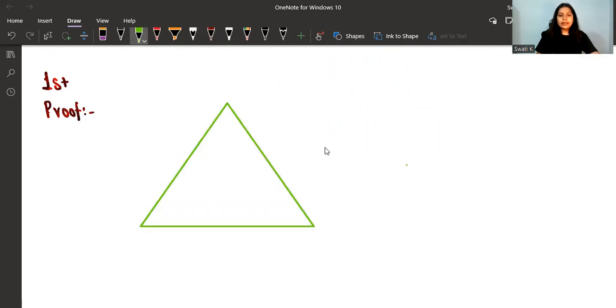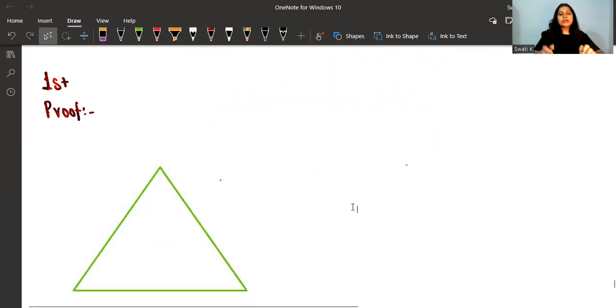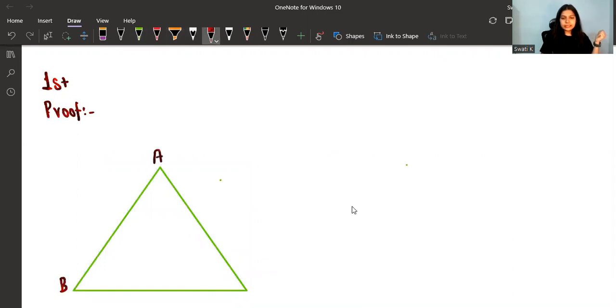Let me just name the vertices. This is A, this is B, and this is C. Now, of course, the given thing here is that ABC is a triangle. So let's write down the given things. I have started with the proof. That's how you should write it in your exam also. That's the proper way I'm following here.